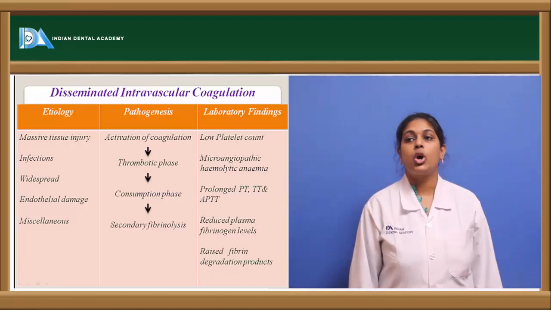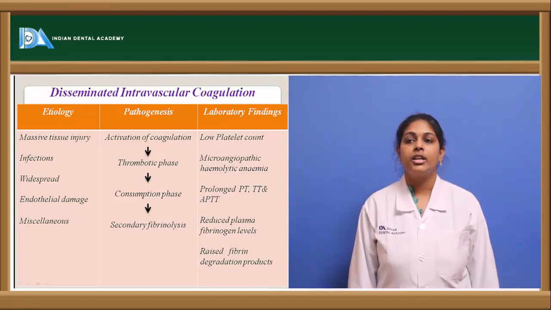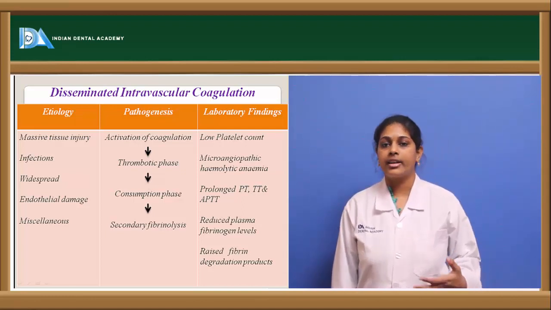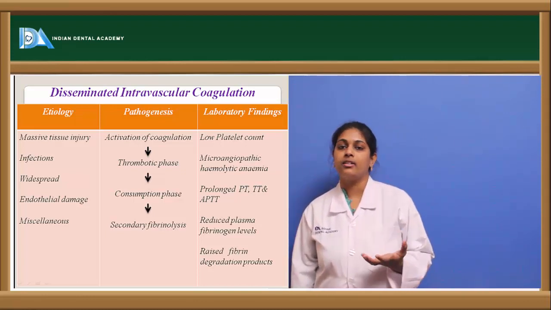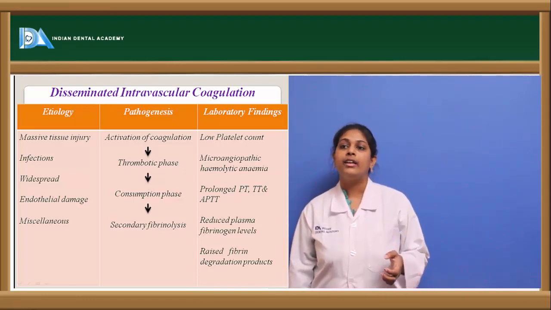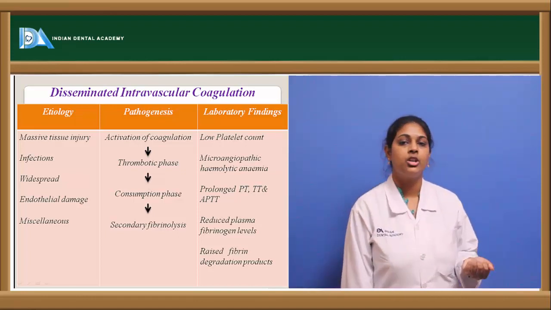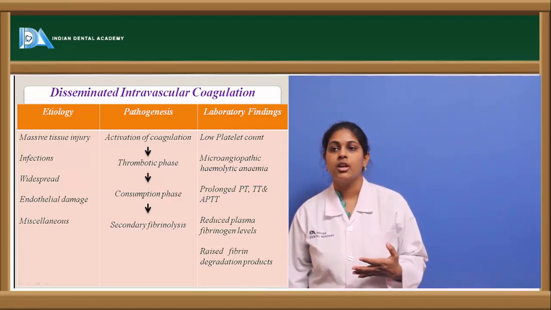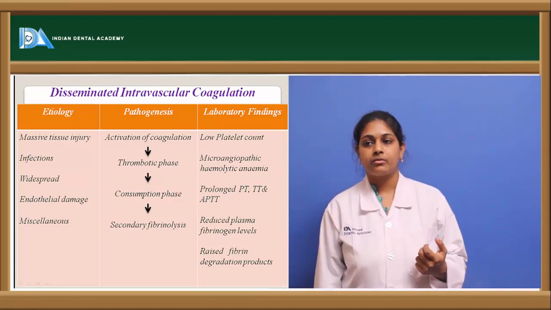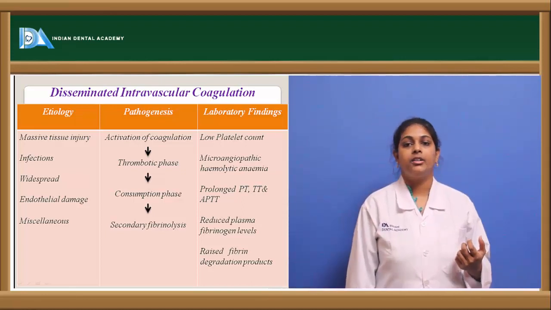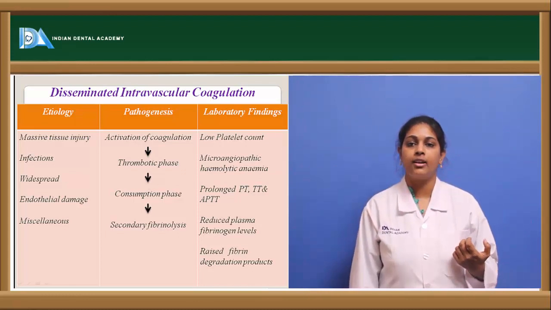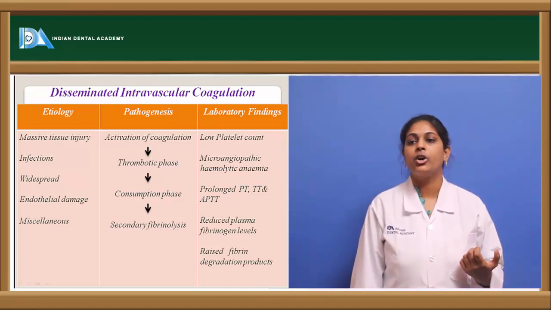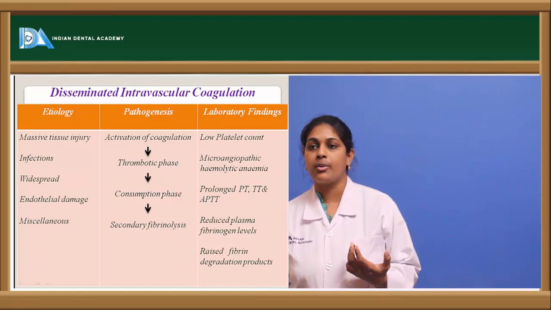The next disorder is disseminated intravascular coagulation. It is most commonly seen when there is secondary fibrinolysis. In case of massive tissue injury, when there is a sudden rapid injury or heavy injuries, this could result in disseminated intravascular coagulation. Also in infections such as septicemia and syphilis induced reactions, we see disseminated intravascular coagulation. It is a widespread disease, and it is also seen in conditions such as endothelial damage, as well as in hemolytic anemia or hemorrhagic disorders.